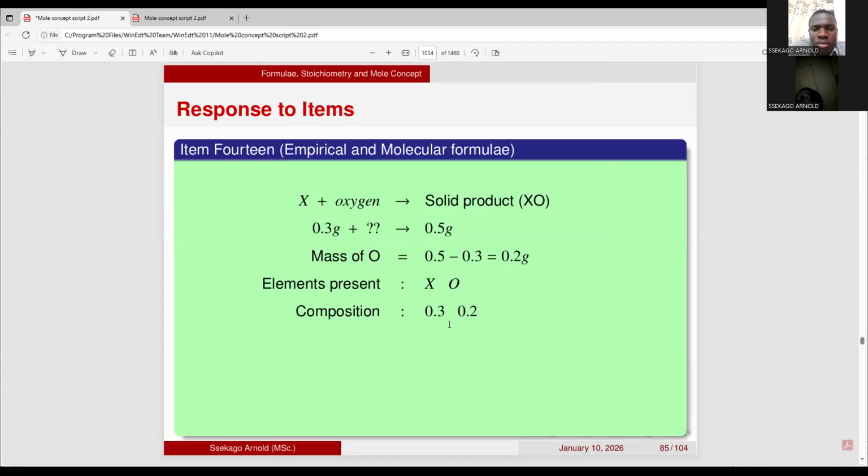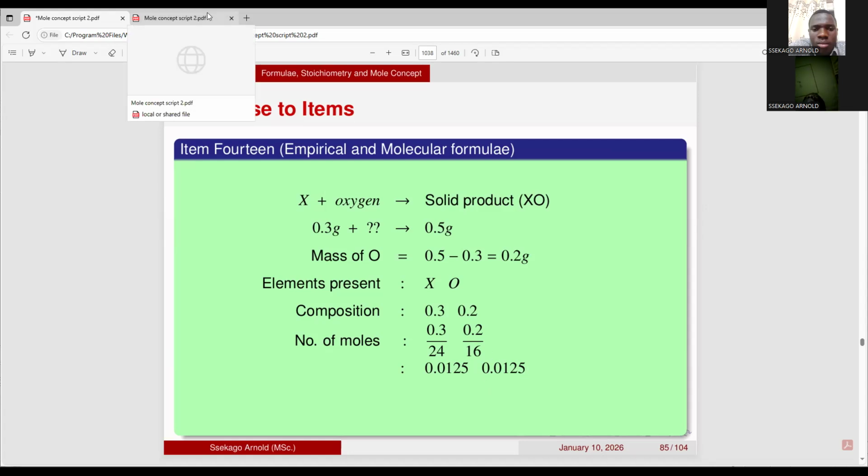The step says that we divide. So number of moles of X, we have 0.3 over 24. Then for oxygen, you have 0.2 over relative atomic mass of oxygen. Now, computing 0.3 over 24, we obtain 0.0125, and also 0.2 over 16, we obtain 0.025. Now we have determined number of moles.